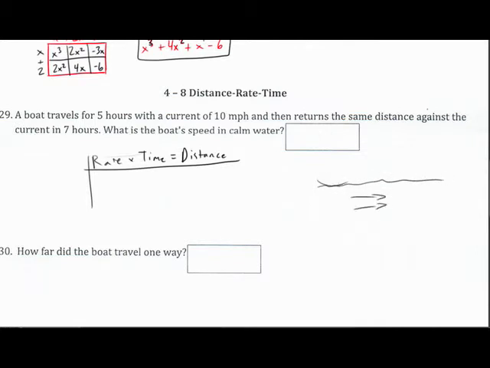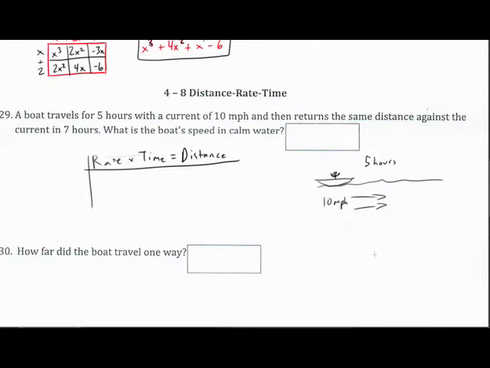You have a boat, so we can visualize this. We have a boat, this little person, and he's going this way. When he goes this way on this trip, this is taking him 5 hours. And the current is 10 miles per hour. So this is pushing him 10 miles per hour extra on top of what he's traveling.